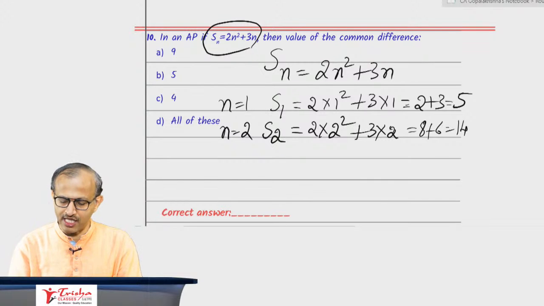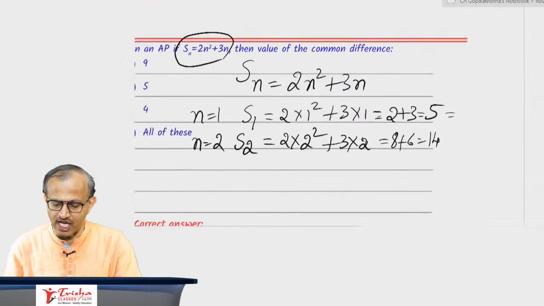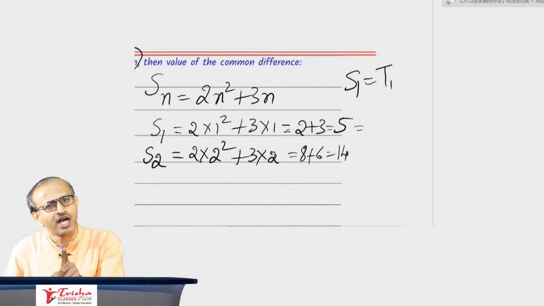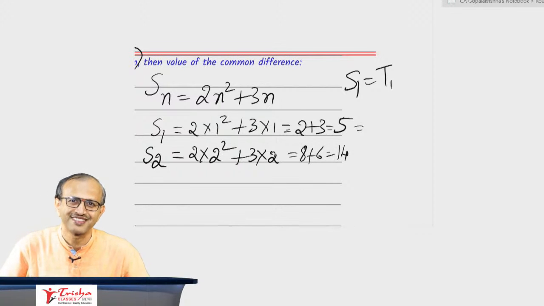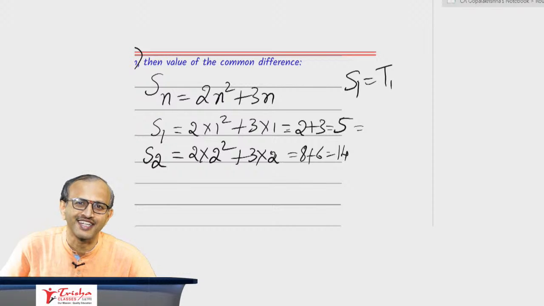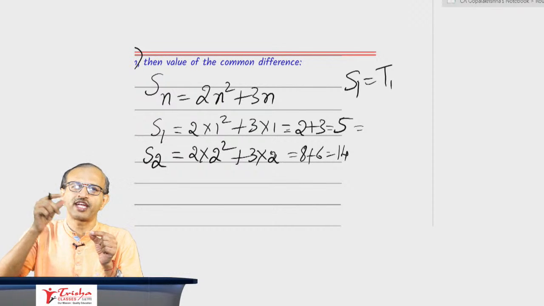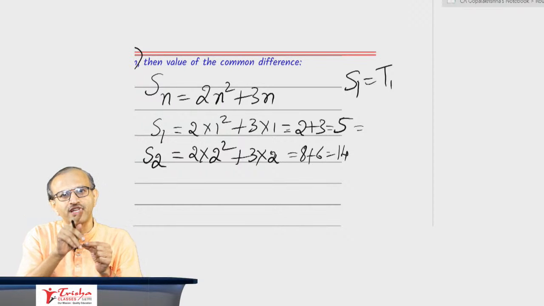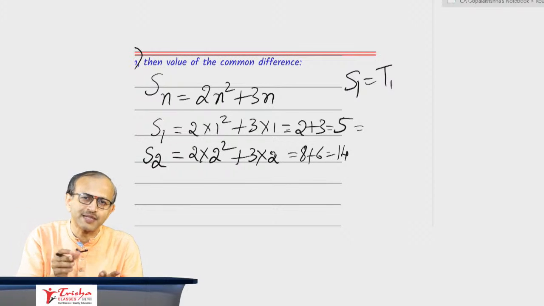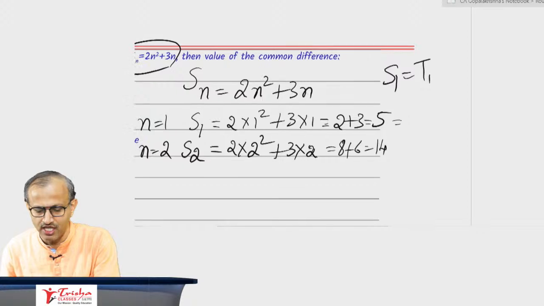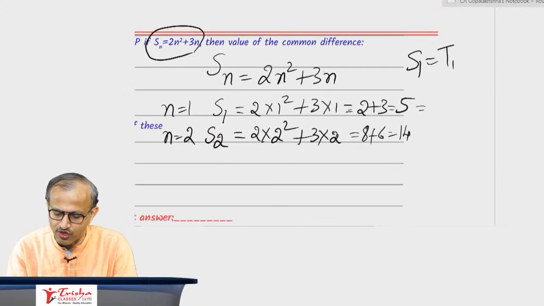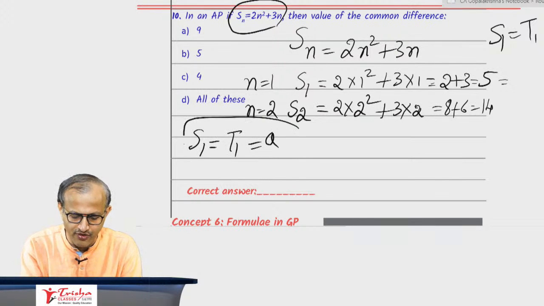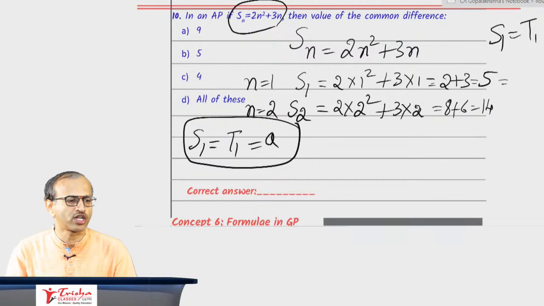Now, always you remember this: S1 and T1 are the same. The first term and the sum of the first term are the same because there is only one term. Please tell me, understood or not? For example 10, 15, 20, 25 and so on. S1 is 10, T1 is 10. That means the first term and the sum are always equal. Whenever you have S1, it is equal to T1. Note down, S1 is equal to T1 is equal to A. All of you write down, box it.